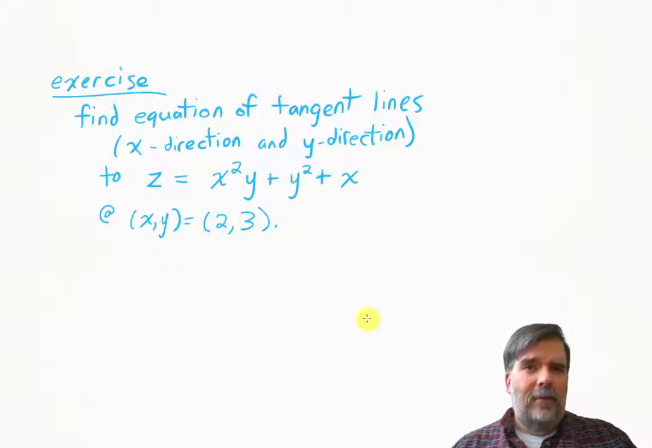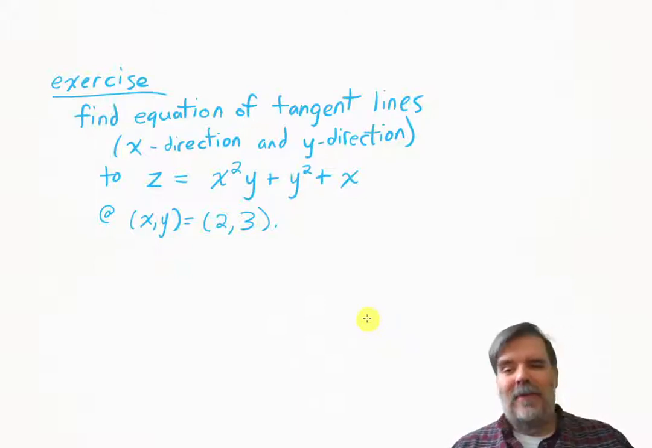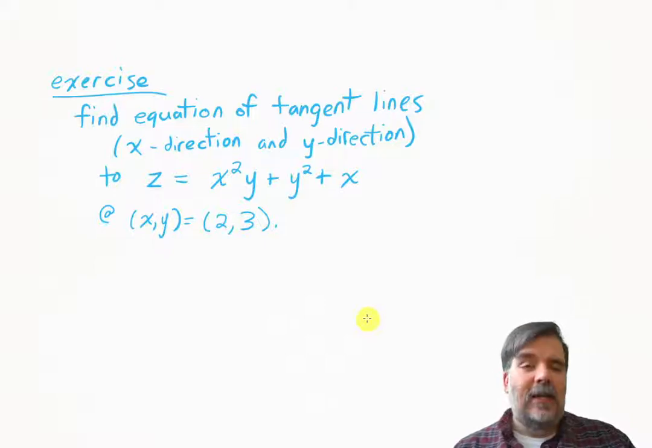Now, you might remember, I'm a big fan of the philosophy, you learn math by doing math, so here's an exercise for you to try. It gives you good practice with calculating partial derivatives, and also writing down slope vectors and finding equations of tangent lines. So I'd like you to find the equation of the tangent lines to this function, z equals x squared times y plus y squared plus x. I'd like you to find both tangent lines, both in the x direction and the y direction.